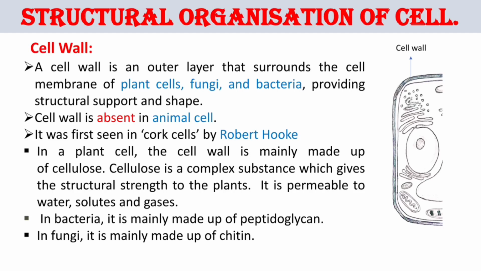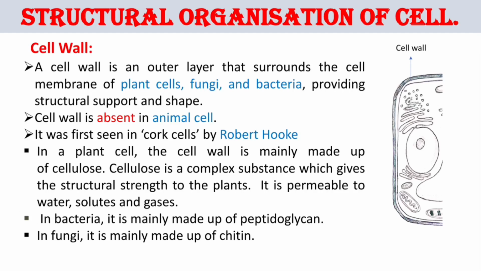The cell wall is the outer layer of the cell, and it is only present in the plant cell, fungi and bacteria. It provides structural support and shape to the cell, and the animal cell doesn't have any cell wall. But remember, both plant cell and animal cell have a cell membrane, and the cell wall was first seen by Robert Hooke in 1665 in a cork cell.